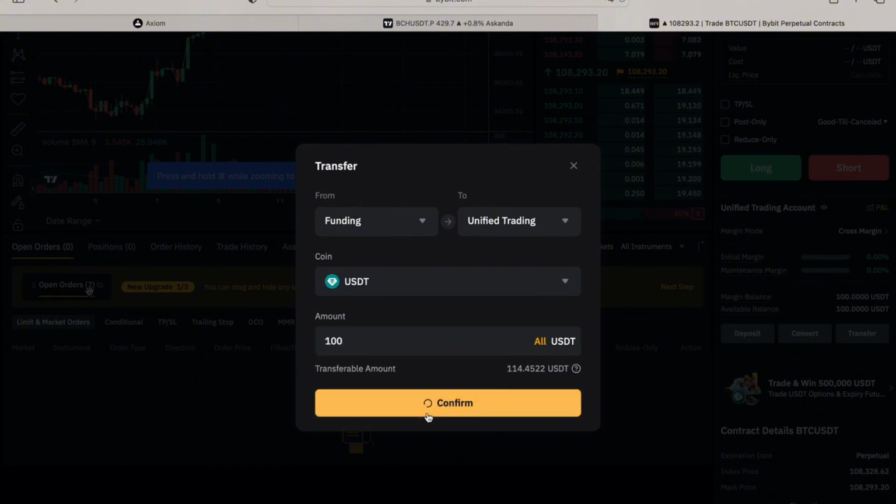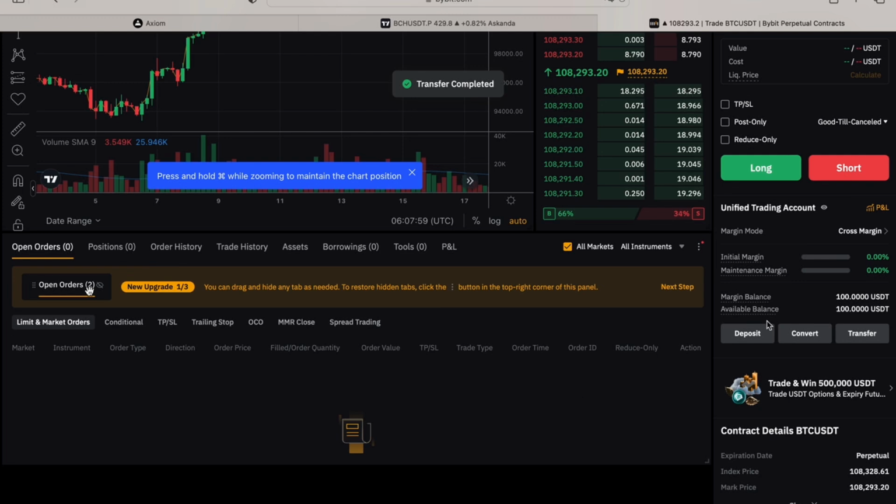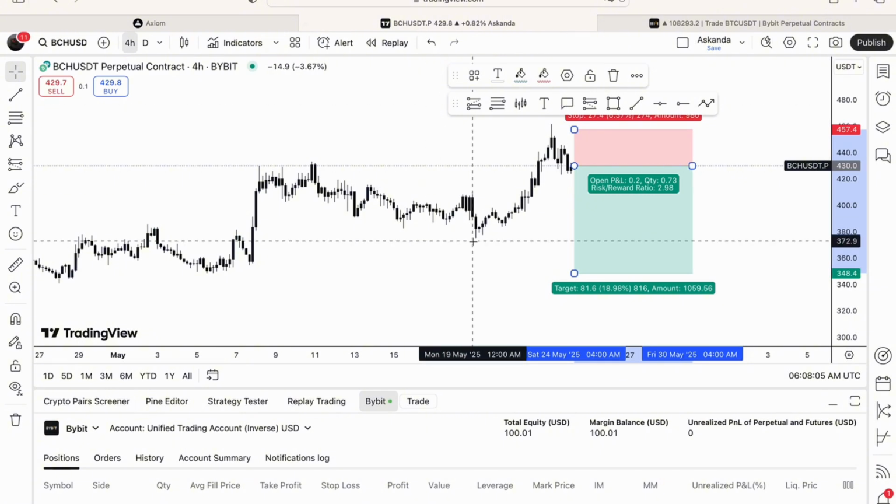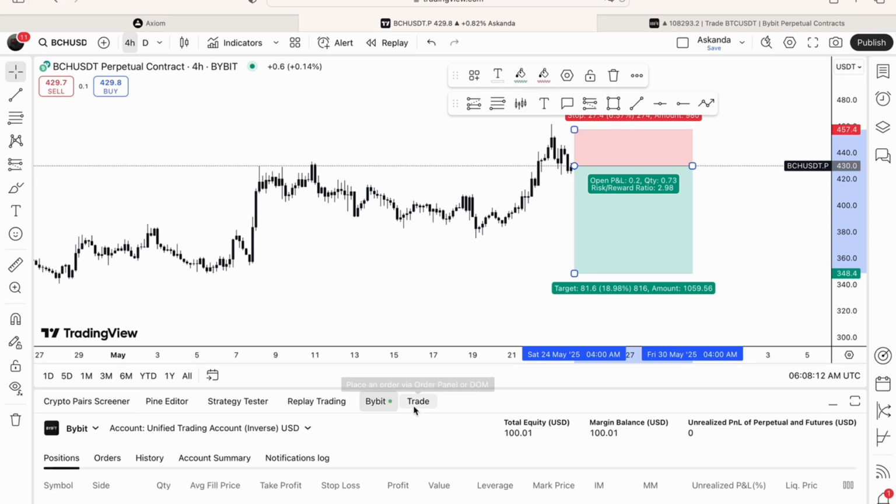Okay, so I've just transferred $100. So you can now see my margin balance is $100. If we go back to TradingView, that's the same thing that we'll see. So you see on TradingView, total equity is 100. Now they said trade. This is the capital that we have. This is the unrealized P&L. So if I open a trade right now, it will show me my unrealized P&L.